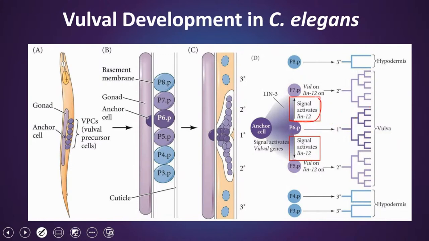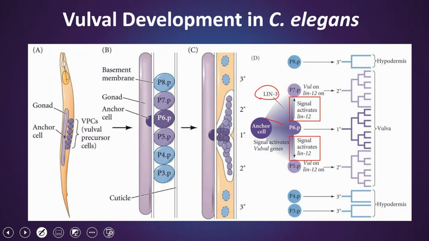Now, immediately what P6.p will do? You can see here, it activates LIN12. Now, remember, LIN12 is an inhibitory signal. What will it inhibit? It will inhibit P7.p and P5.p, the nearby ones, not to form primary. The inhibition is that, okay, I am forming primary, you don't form primary. Absolutely. Very good, Vanshika. That's Delta-Notch signaling. This is an RTK, receptor tyrosine kinase type of signaling. The signal name is LIN3.